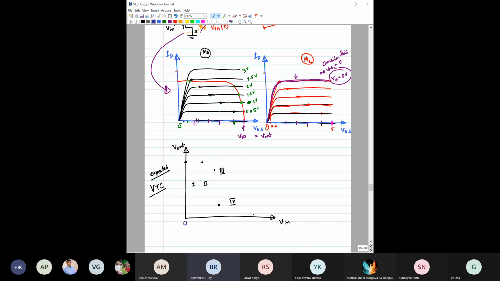For V in equal to 0, V out would be equal to VDD. Very good. Okay, then it will have a small decrease by a very small amount. Really think carefully and then tell.